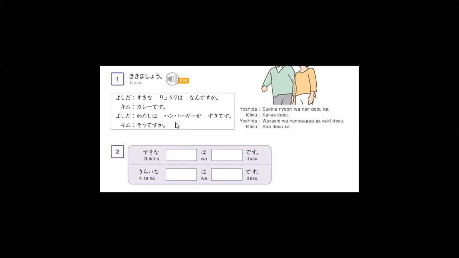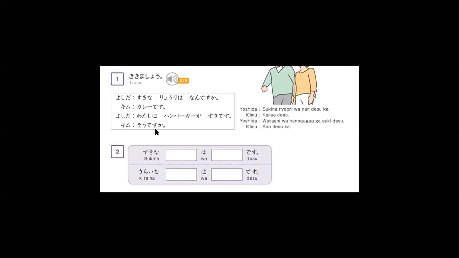Okay, the third one. 好きな料理は何ですか?カレーです。好き means like. 料理 means dishes. 何ですか? What? Okay, so 何 and 何, they're the same. カレー, curry. What's your favorite dish? It's curry. 私はハンバーガーが好きです。そうですか。As for me, I like hamburgers.